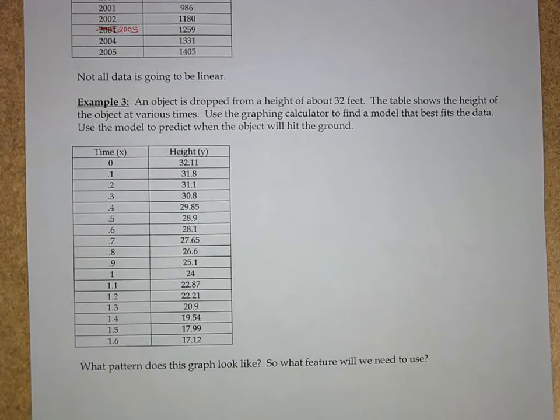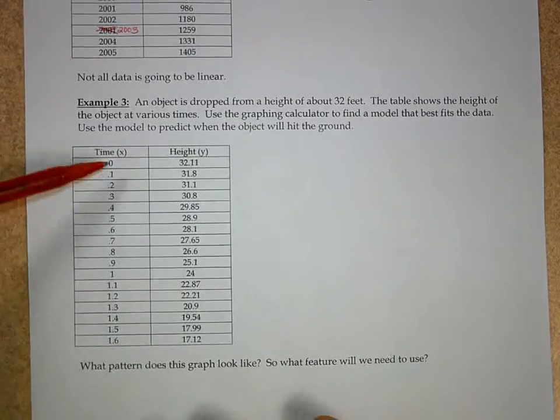You saw that before back in chapter 2 as well as back in our parametric section. So when you see something being dropped or something projectile, you've got to be thinking parabola. And when you think parabola, you think of a quadratic. So in this next example, we want to determine what model best fits the data and use the model to predict when the object will hit the ground.